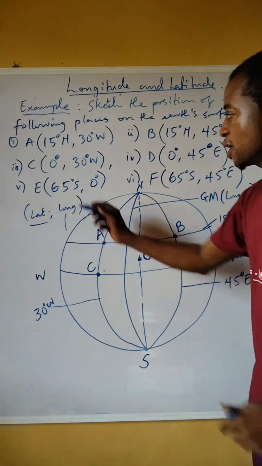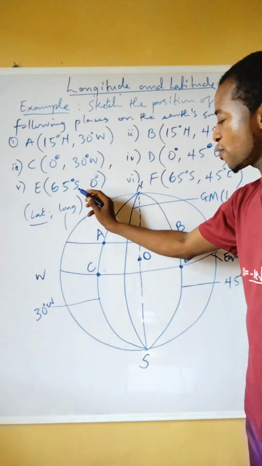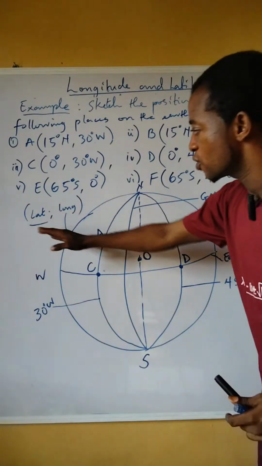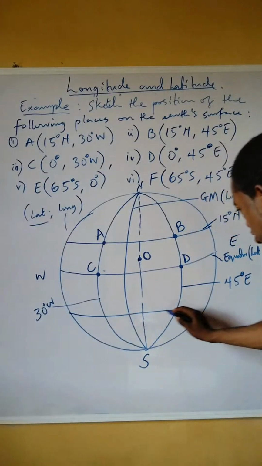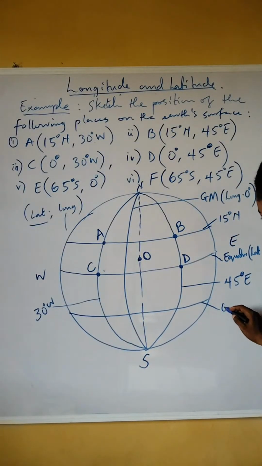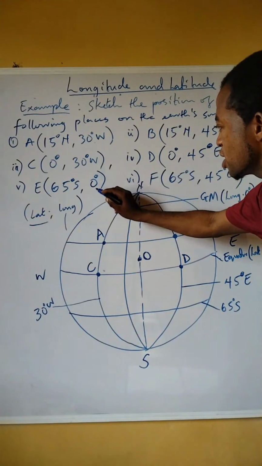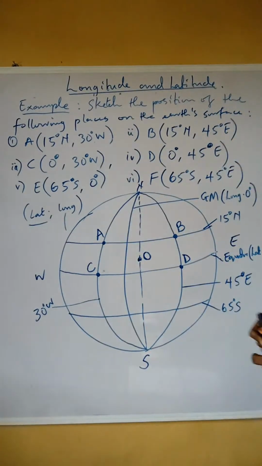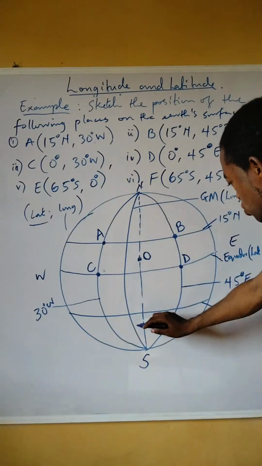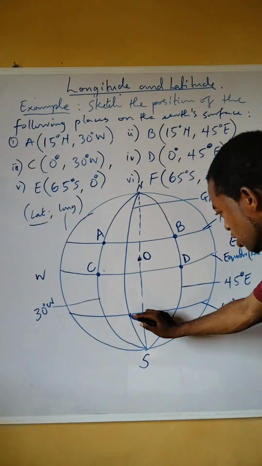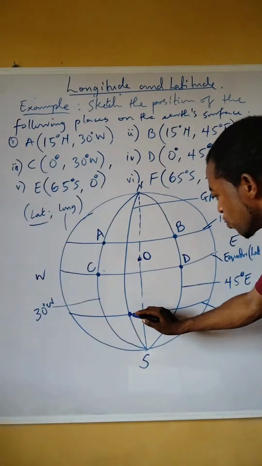And now point E is 65 degrees south. That's latitude, right? Latitude comes first, that's horizontal. So we draw our 65 degrees somewhere like this towards the south. You can label this as 65 degree south, that's latitude, and 0 degree. And this 0 degree now is longitude. And the longitude that is 0 degree is our GM. That's Greenwich meridian, and that's this line. So where this line meets with 65 degrees south, that means we have point E here.